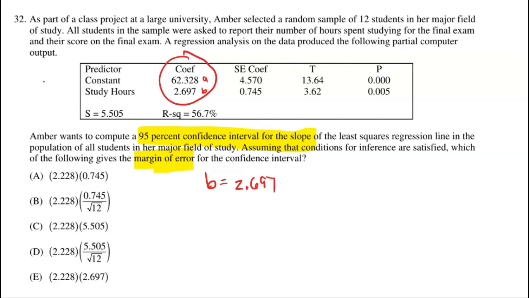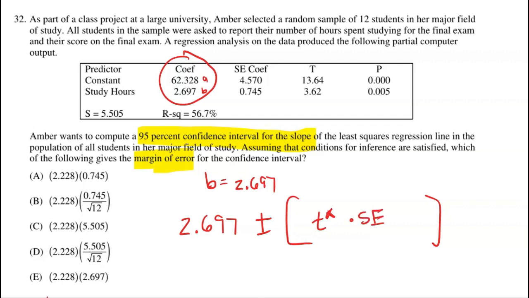All right, so when I'm going to find this confidence interval, the first thing I'm going to do is start off with that 2.697. Then I'm going to go up and go down by the margin of error, which is exactly what they want me to find. Now, the margin of error is a combination of two things, my critical t-star and my standard error.